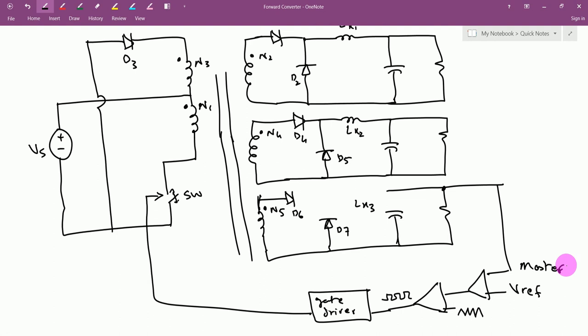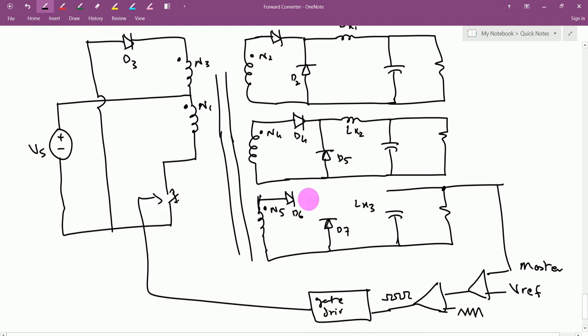So we have to be very judgmental in choosing the winding to act as a master winding. So this master winding output has to be decided very delicately, depending on what the requirement is here. So usually some sensitive load is connected across the master winding.